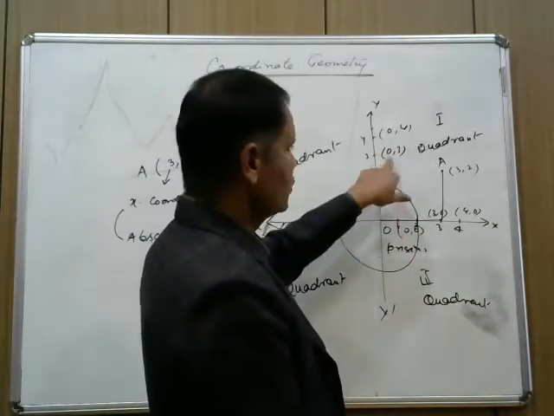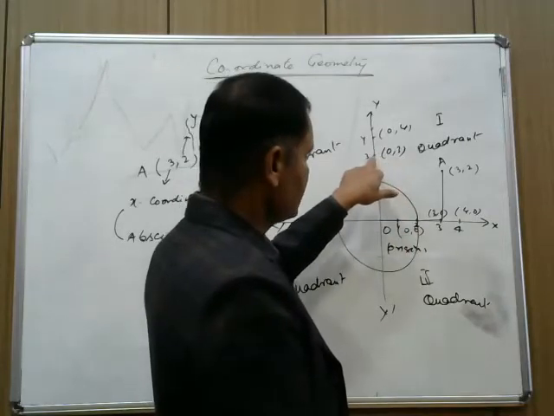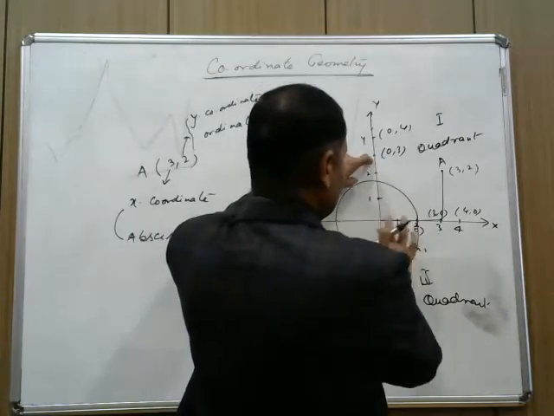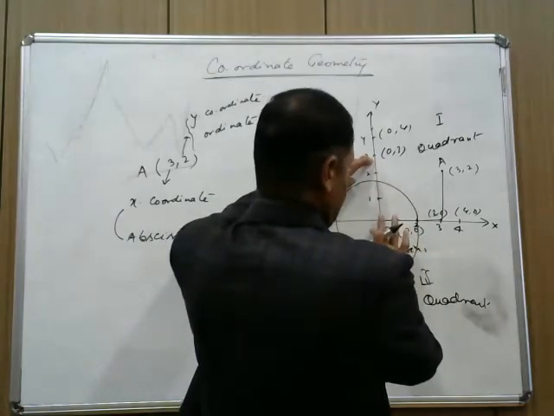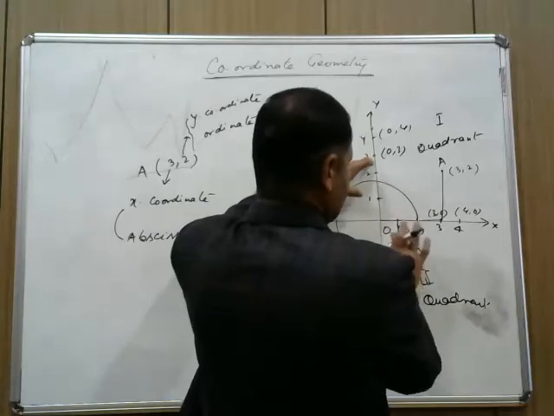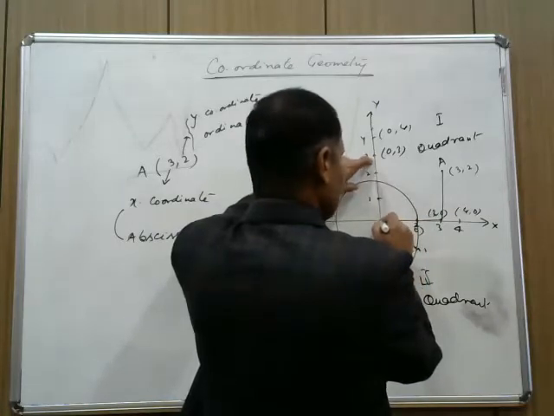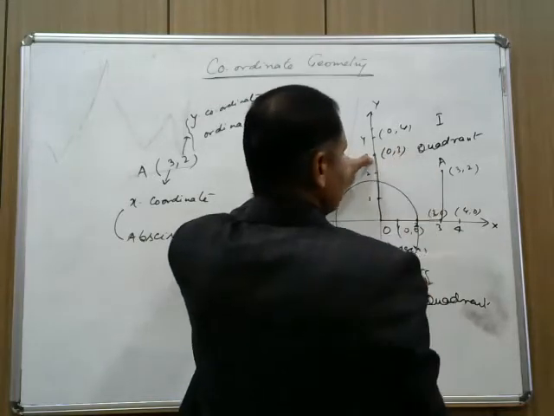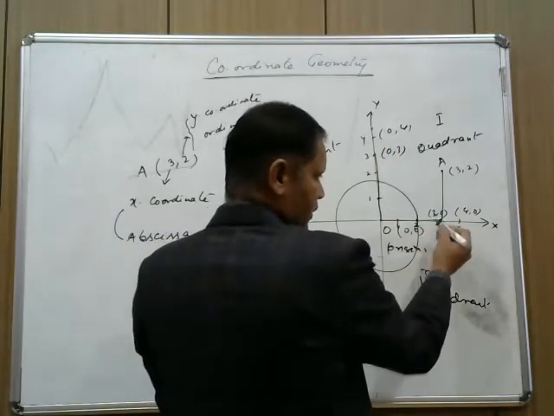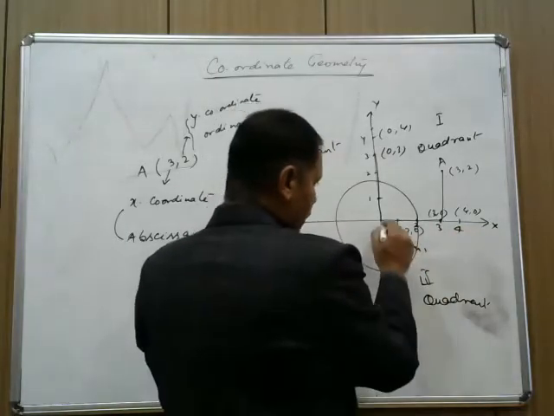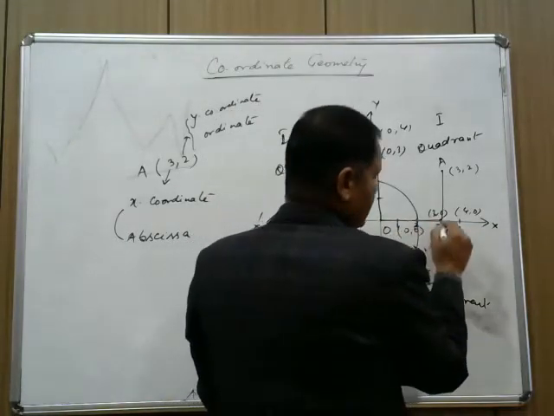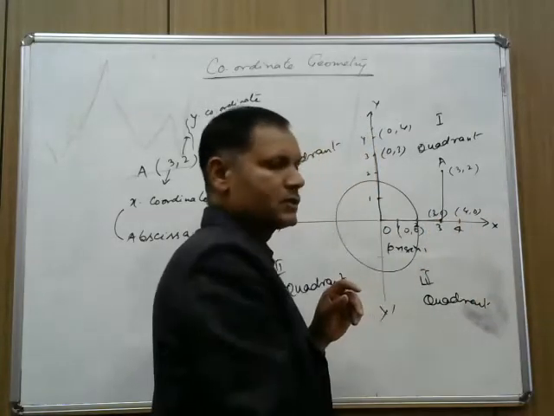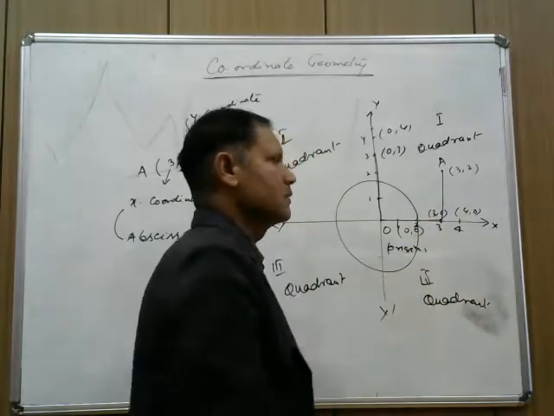Here when I say 0, 3, it means this point's location is here. I am going nowhere on the x axis. I am not traveling anywhere on the x axis, and only on the y axis I am traveling 3 unit distance. That's why the coordinate of this point is 0, 3. When I see the location of this point, 3, 0, on the x axis we travel 3 unit distance and on the y axis we are traveling nowhere, simply 0. That's why the coordinate of this point is 3, 0.